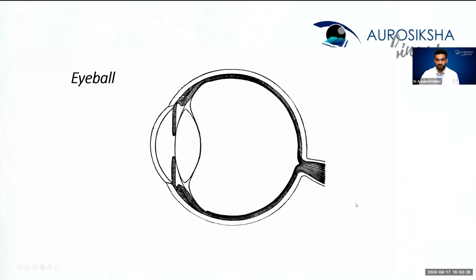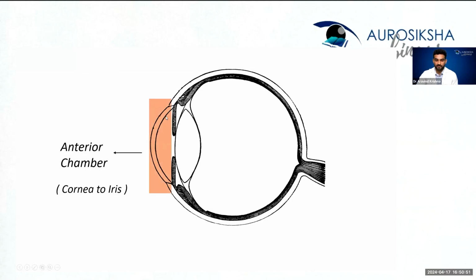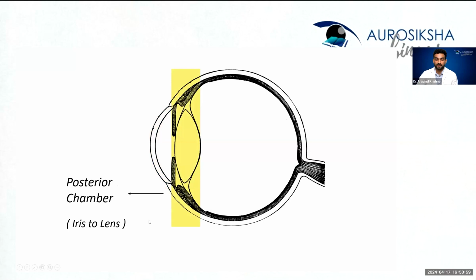Coming to the structure of an eyeball, you would have heard terms like anterior segment, posterior segment, anterior chamber, and other things which may confuse certain people. I have made my best effort to simplify these things. This is a schematic diagram of a human eyeball, and this is the anterior end, while this is the posterior end. This structure right here is called the anterior chamber. It starts from the cornea up to the iris. Next is the posterior chamber. It comprises structures from the iris to the lens.